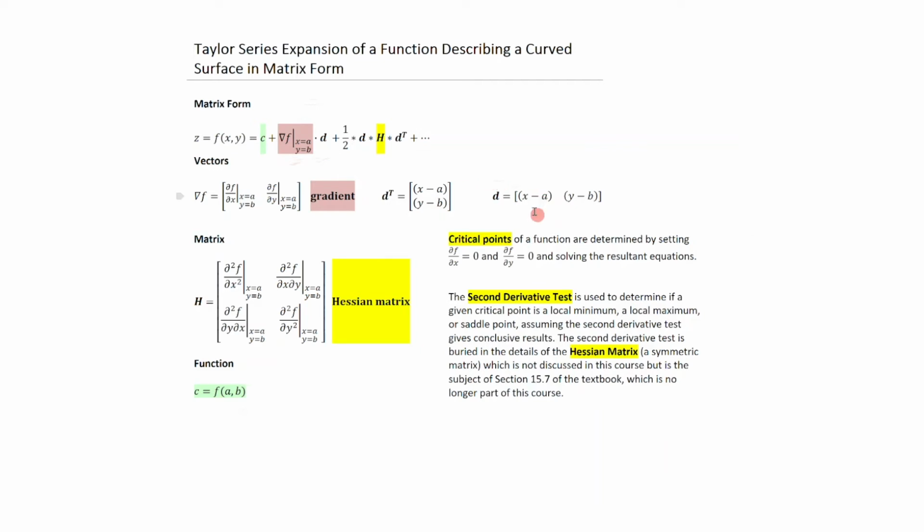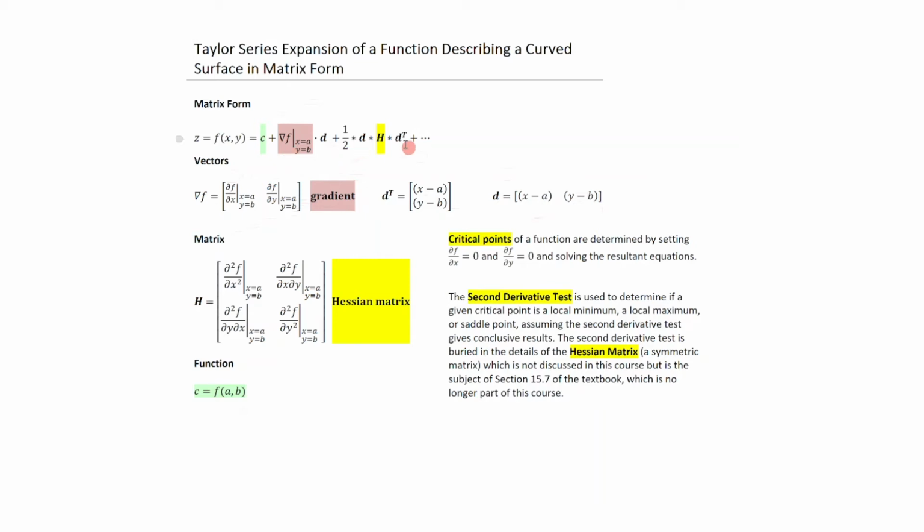The vector d is going to be composed of an x component of x minus a and a y component of y minus b. And the gradient we know has this form. If I take this as a row vector, and take the dot product, a vector and a vector, this will give you a scalar, which is equivalent to the expression we had on the previous page.